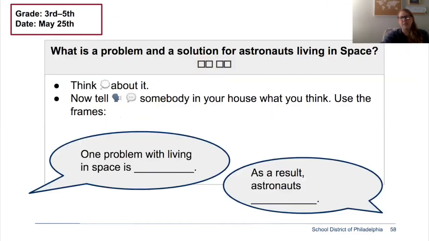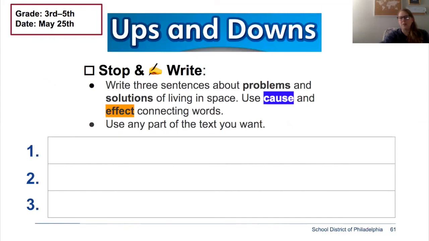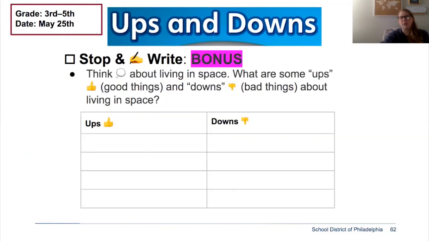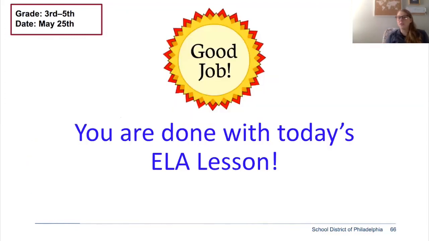Ups and downs of what's happening in space. And the last thing you're going to do is another problem solution chart, and then taking the information that you put in your chart and using it to write sentences. What are the ups, the good things that happen in space, and the downs, the bad things that are happening in space. Okay, and that's what you're going to do this week.